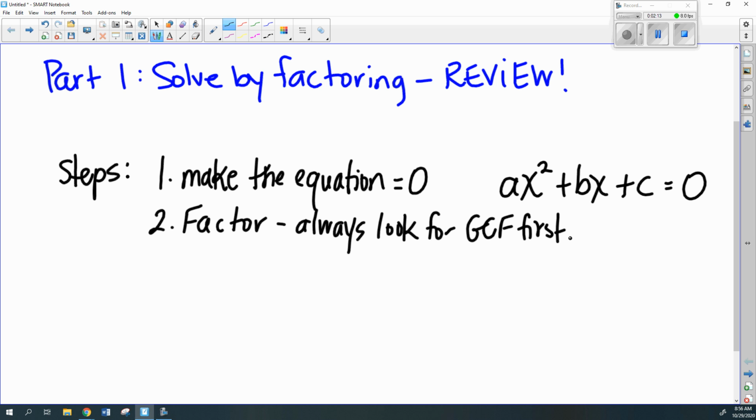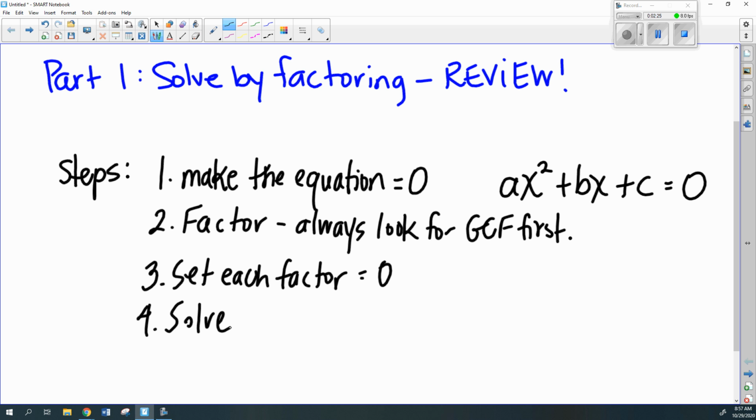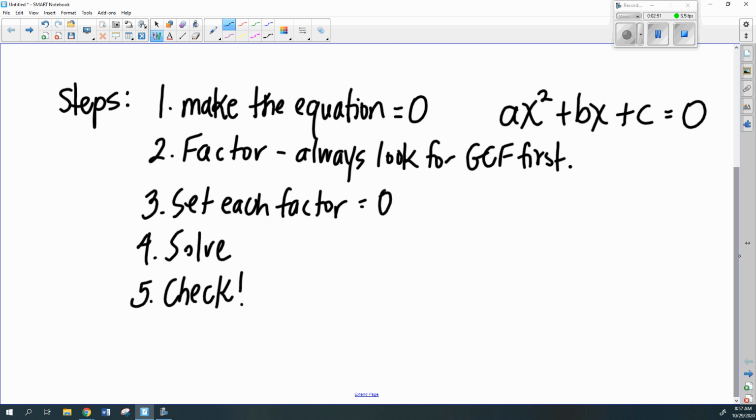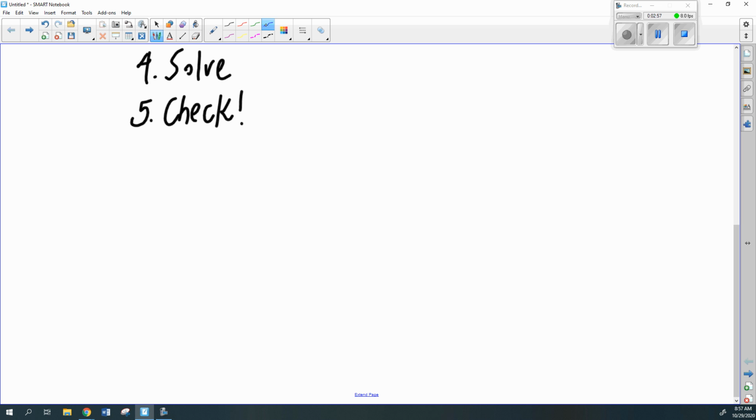And then once you factor, you're going to set each factor to 0 and solve. And then you can always check. You can always check. All right, you ready? So let's do some practice.